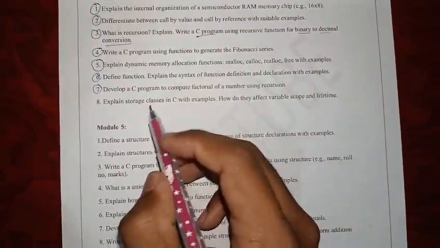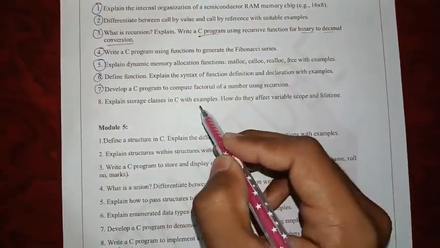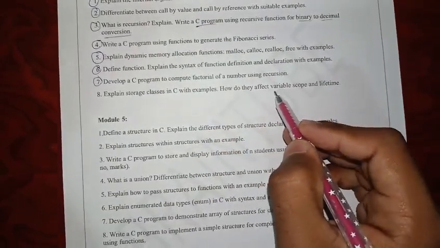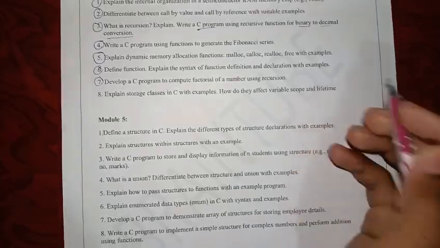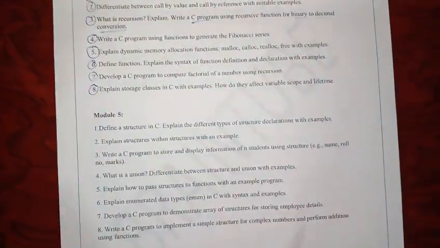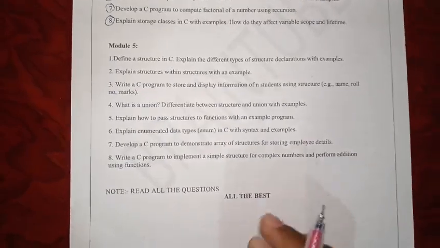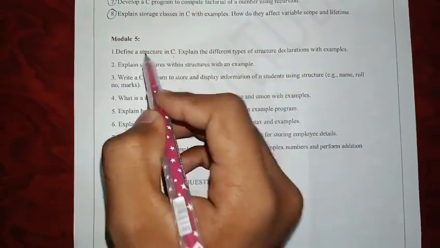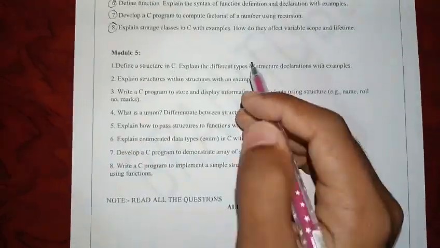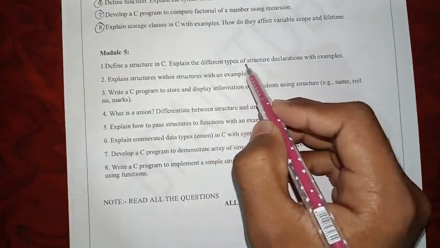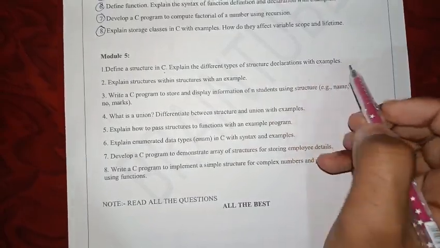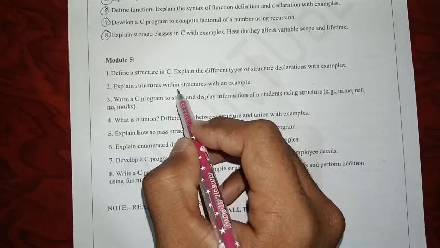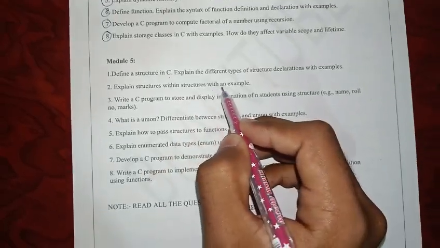Question number 8. Explain storage classes in C with examples. How do they affect variable scope and lifetime? Next, moving to module 5. First question, define a structure in C. How the structures will be in C language, and explain the different types of structure declarations with examples. Question number 2. Explain structures within structures with an example.